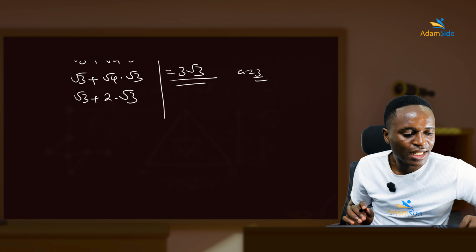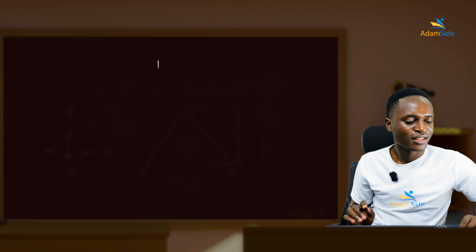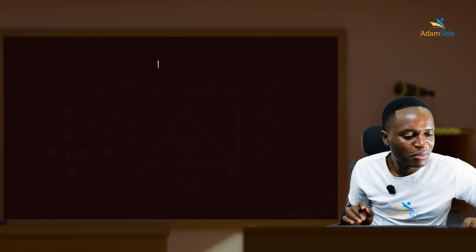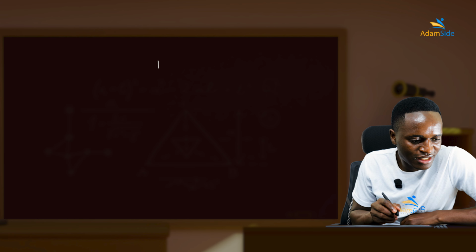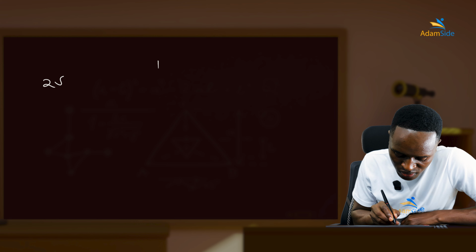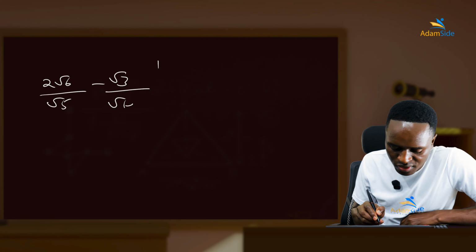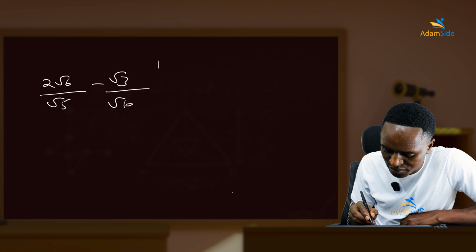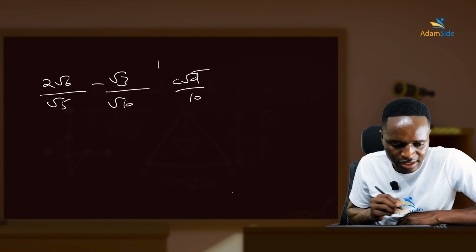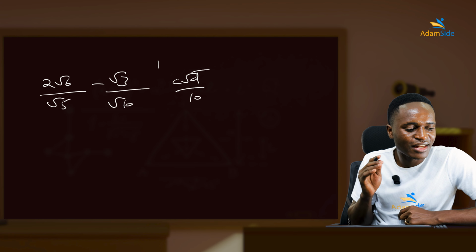And then let's do at least one very hard question, that maybe the majority of students say, hey, this one Mr. didn't teach us. Let's say: show that 2 root 6 over root 5 minus root 3 over root 10 can be written in the form c root d over 10, where c and d are integers.